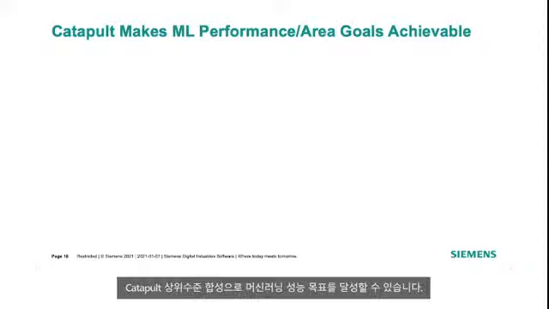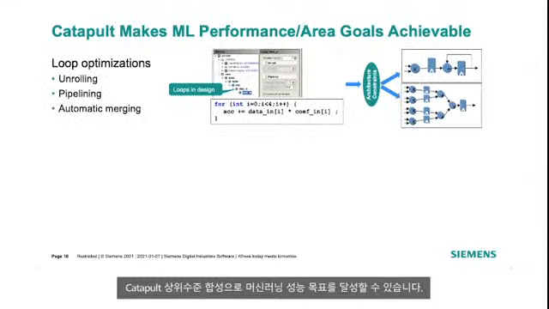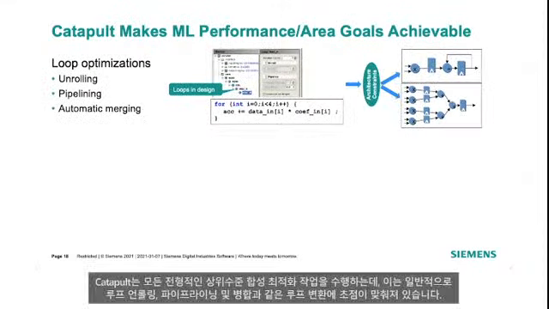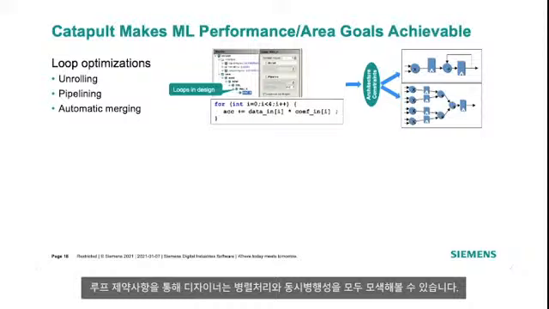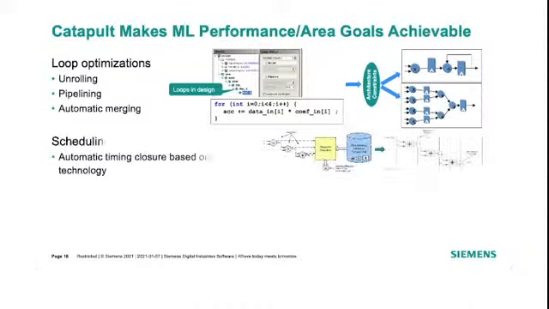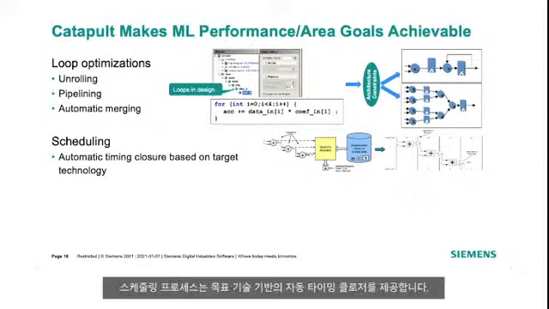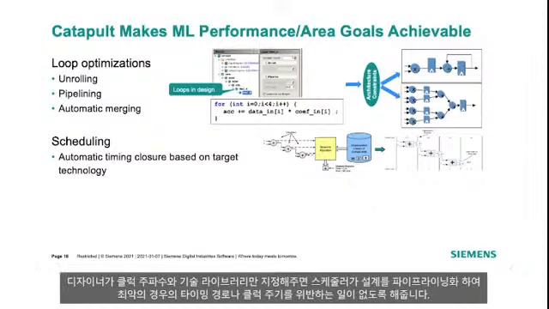Catapult high-level synthesis makes machine learning performance goals achievable. Catapult performs all of the classic high-level synthesis optimizations typically focused on loop transformations such as loop unrolling, pipelining, and merging. Loop constraints allow designers to explore both parallelism and concurrency. The process of scheduling provides automatic time closure based on the target technology. A designer only needs to specify a clock frequency and a technology library, and the scheduler will pipeline the design to ensure that the worst-case timing path or clock period is not violated.